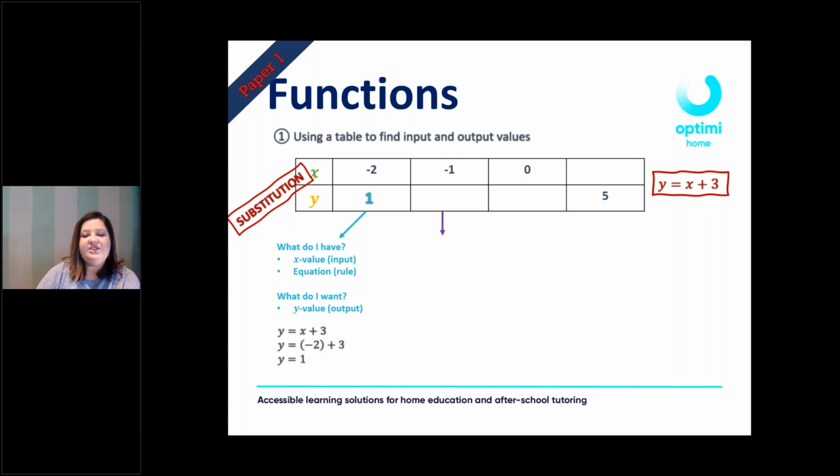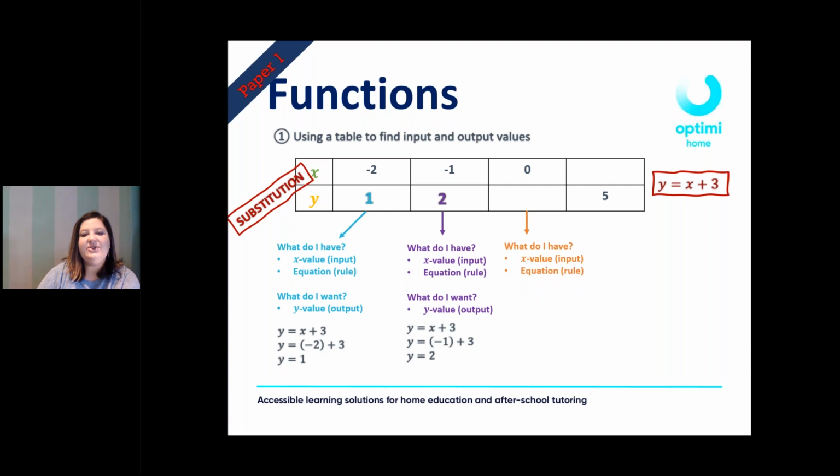So for the next one, you're going to do exactly the same. What do I have? I have an x value. I have the equation or the rule that is given to me. What do I want? I want to find my output value. And I am going to substitute it into the given formula. Equation. So -1 plus 3 will give me that y is equal to 2. And I'm going to do exactly the same for the next one.